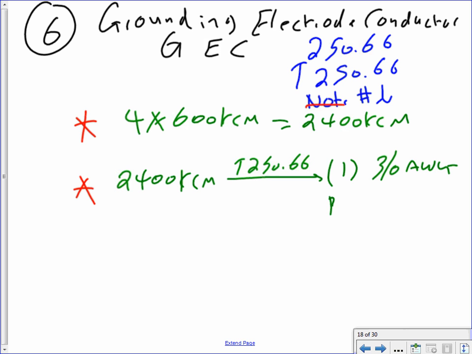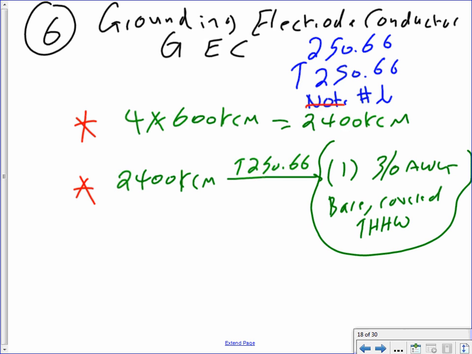It could be bare, covered, or THHW. Bare, covered, or THHW. One conductor. For the ground, everybody knows what the grounding electrode conductor is, that's the one that goes from the panel to the ground rod or the steel of the building or the water. You do not need to do 12.5%. Did you guys hear me? No need to do 12.5%.